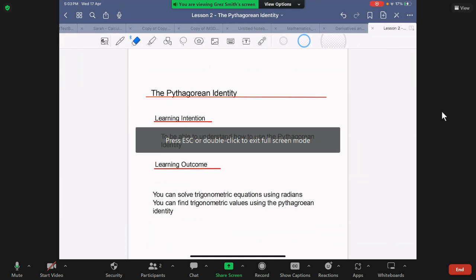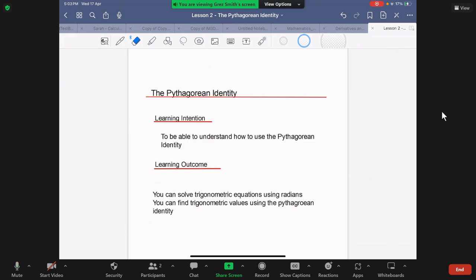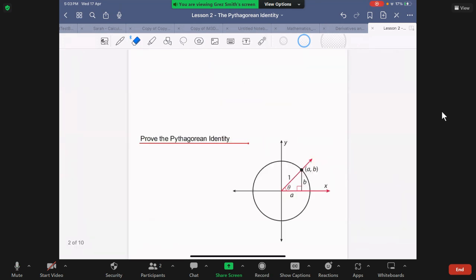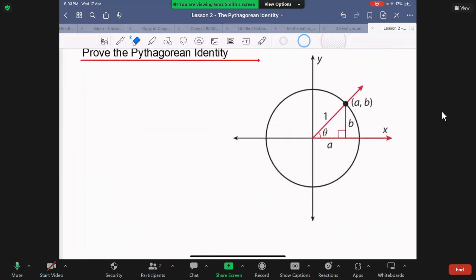All right, so today we're going to look at the Pythagorean identity, and we're going to work a little bit with radians and trigonometric equations. So first off, we're going to do a proof of the Pythagorean identity.